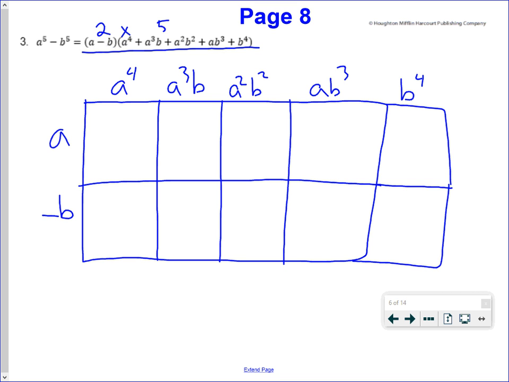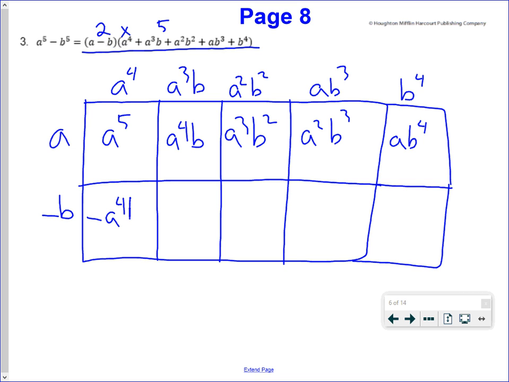For the first row, a times a to the 4th is a to the 5th. Then we get a to the 4th b, a to the 3rd b squared, then a squared b cubed, and then a b to the 4th. That's the first row. And for the second row, we'll have negative a to the 4th b, negative a cubed b squared, negative a squared b cubed, negative a b to the 4th, and negative b to the 5th. Okay? So that's our box.